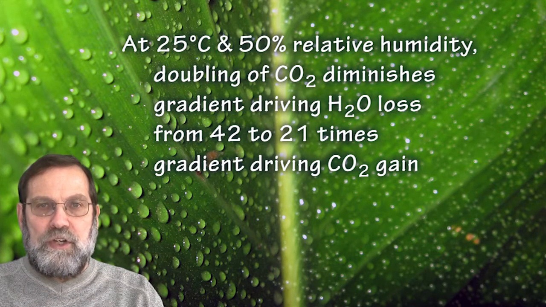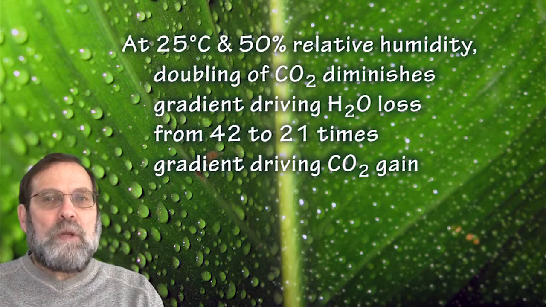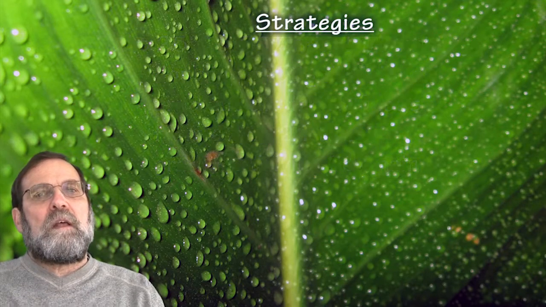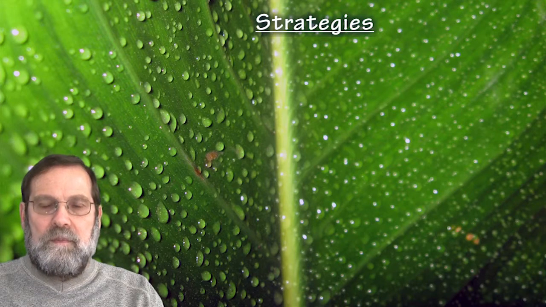For the previous example of 25 degrees Celsius and 50% relative humidity, a doubling of carbon dioxide concentrations diminishes the concentration gradient driving water vapor out of a leaf from 42 times to 21 times that of driving carbon dioxide into it. Plants might respond to these more favorable conditions in two ways.